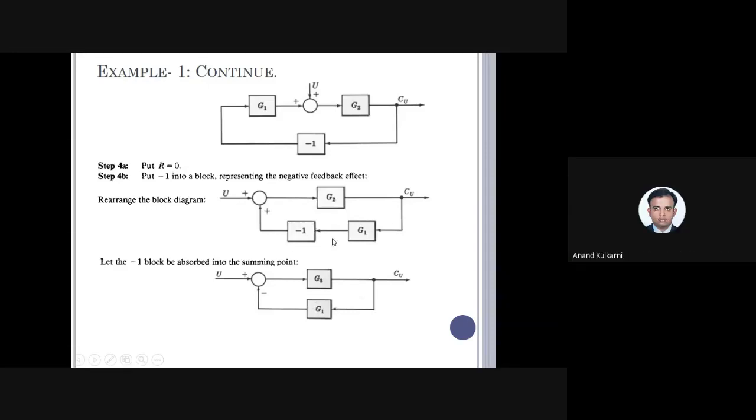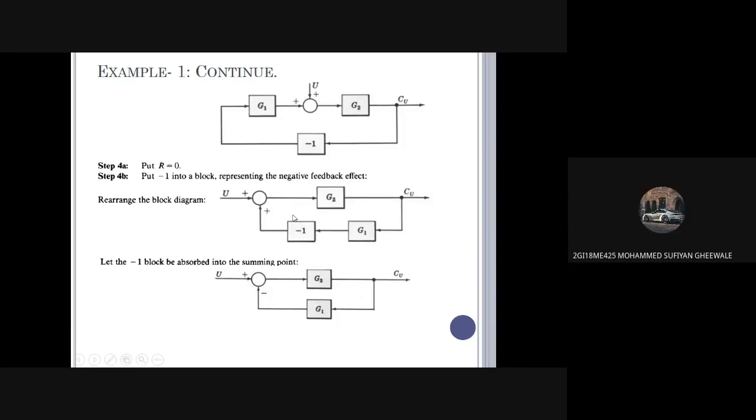Anyhow, if you see here, this step can be skipped. Sometimes, in this problem, he has gone round and round to solve it. Whenever this kind of problem comes and a negative sign is there, they don't put it in the block. They directly attach the negative sign here. Are you getting it?